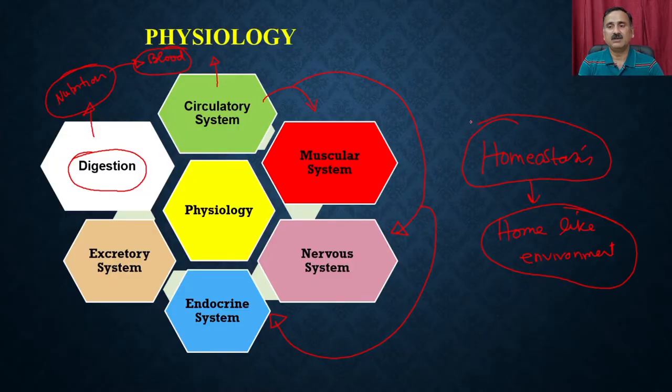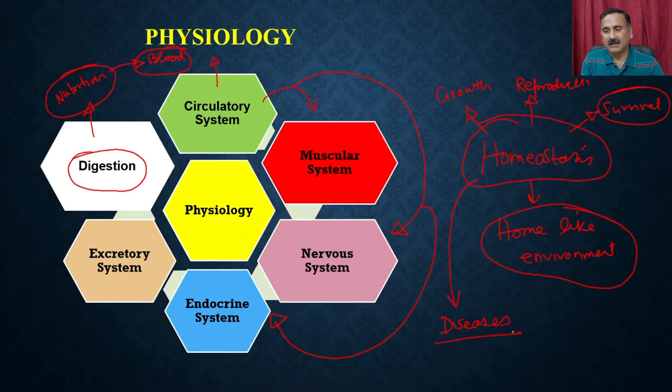And in detail we have discussed in the past why there is a need to maintain the home-like environment, because that gives the proper environment for growth, for reproduction, and for survival. If there is a disturbance in homeostasis or in the parameters which maintain it, it is going to cause the development of different types of diseases. And that is the ultimate goal of homeostasis.